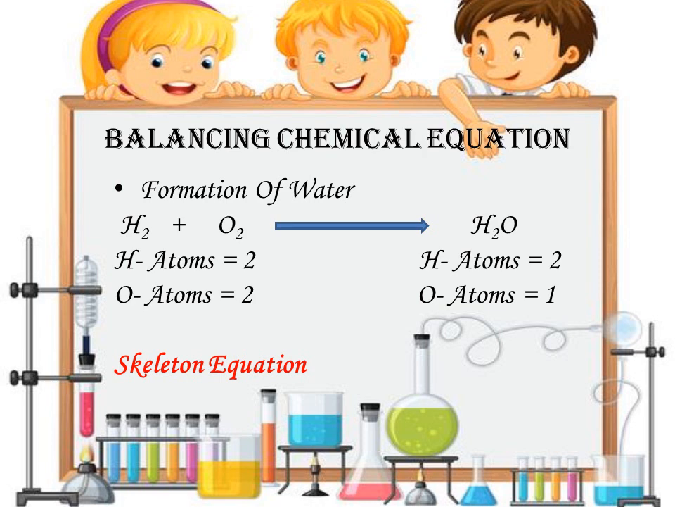Such an equation is known as a skeleton equation, which shows the reactants participating in the reaction to form the product. Now let's count the number of atoms in the equation. Hydrogen atoms on the reactant side are 2 and on the product side are 2. Oxygen on the reactant side is 2 and oxygen on the product side is 1.